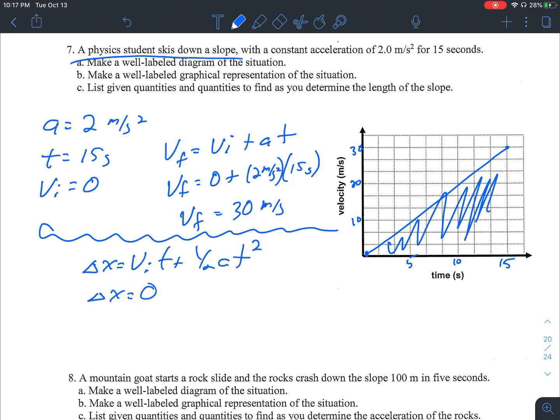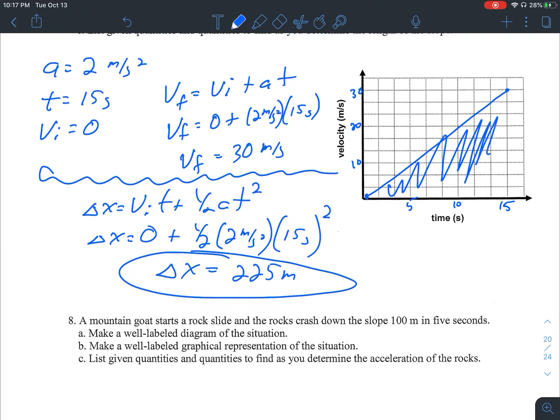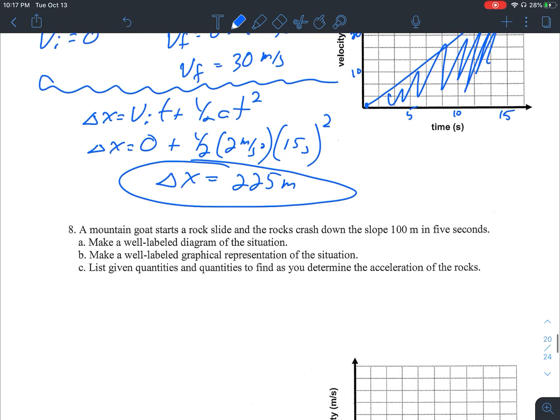Starting at rest, so the initial velocity drops to 0. Plug that all in. 225 meters. Yeah, that's kind of a big number, but it's a ski slope, so that's pretty far. It's actually small for a ski slope, but we weren't told the size of it.